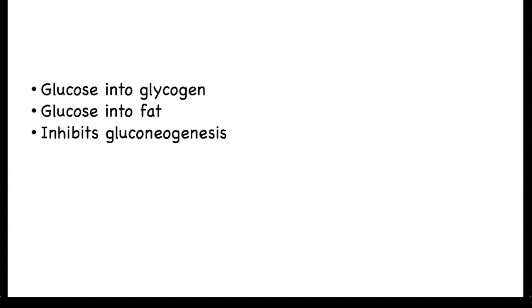Gluconeogenesis by the liver is inhibited because this would do the opposite. It would increase blood glucose levels. So keep in mind that insulin is going to carry out actions to decrease blood glucose levels. Alpha cells in the islets are going to secrete the hormone glucagon. And glucagon is antagonistic to insulin, which means that it will increase blood glucose levels.